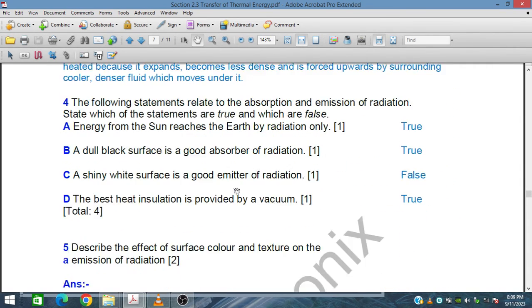In question number 4, the following statements relate to the absorption and emission of radiation. Which of the statements are true and which are false? Energy from the sun reaches the earth by radiation only. True. A dull black surface is a good absorber of radiation. Yes, true. A shiny white surface is a good emitter of radiation. False, because it does not absorb, it reflects, so it does not emit. So a good absorber is a good emitter. The best radiation heat insulation is provided by a vacuum. True.